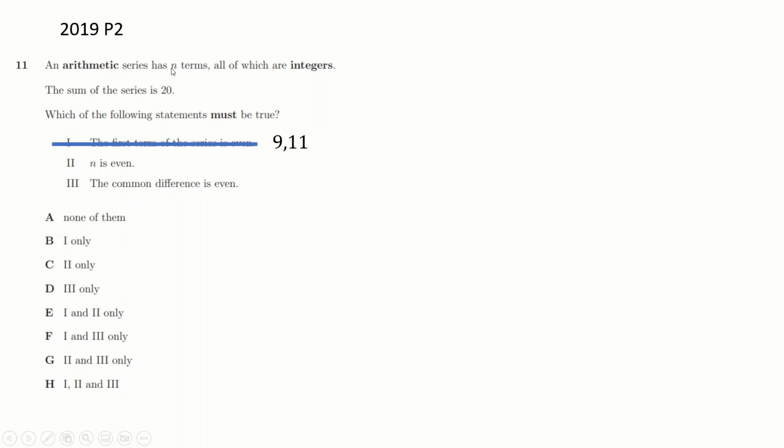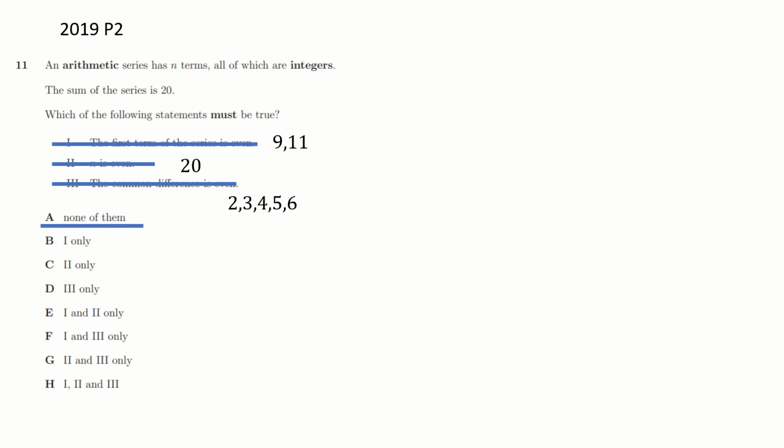N is even, that's the number of terms. So can you find an arithmetic sequence with 1, 3, or 5 terms or so on? Well, I can find one with 1 term, 20. There's a very boring arithmetic sequence with 1 term that sums to 20. So, no. Common difference is even. Slightly harder to find, but after a little bit of searching, it doesn't take too long. Of course, 1 is the obvious difference to go with because that's odd and it's easy to add these numbers up. These add up to 20. The common difference doesn't have to be even. And so again, none of these are true.